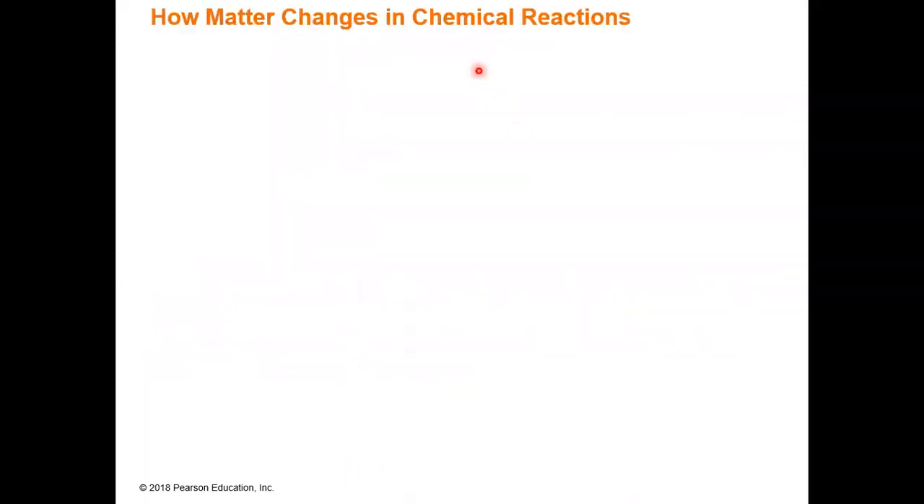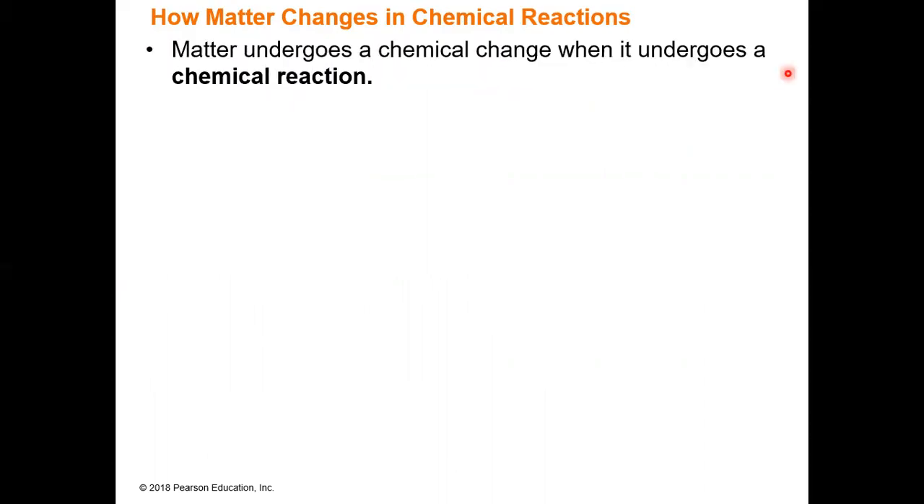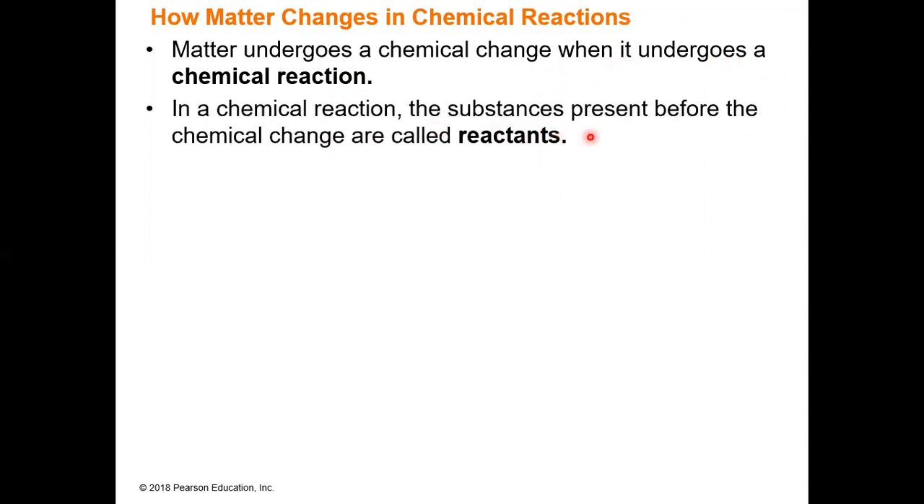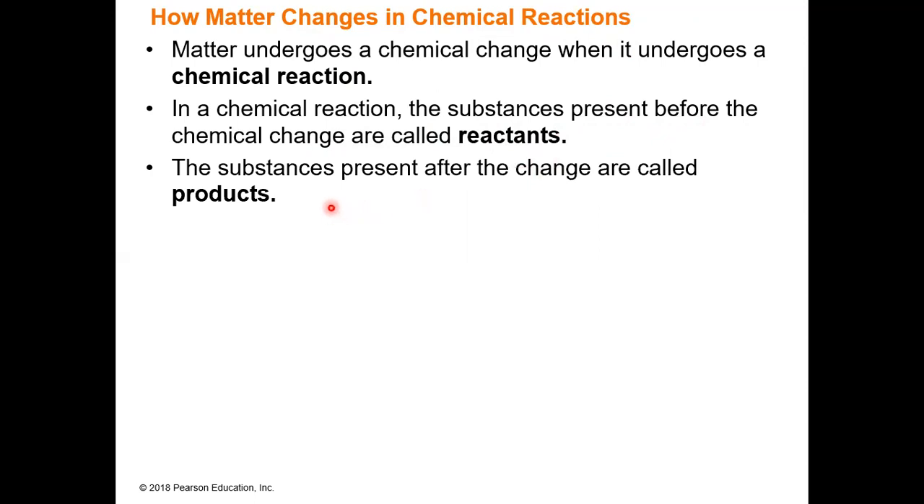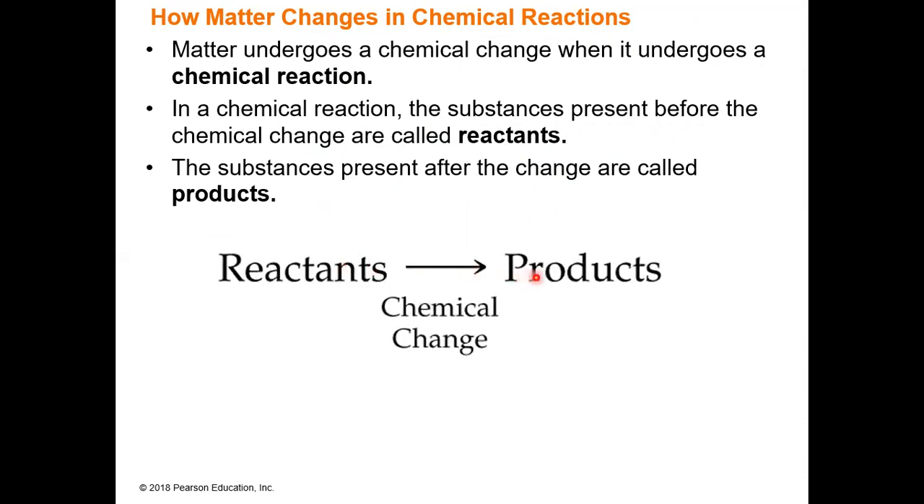All matter changes in chemical reactions. Matter undergoes a chemical change when it undergoes a chemical reaction. In a chemical reaction, the substances present before the chemical change are called the reactants. The substances present after the change are called products. Reactants are usually on the left and products on the right, but sometimes we can do the reverse, and the arrow means the chemical change.